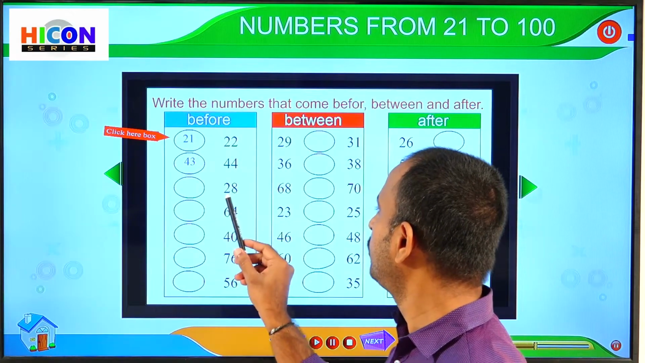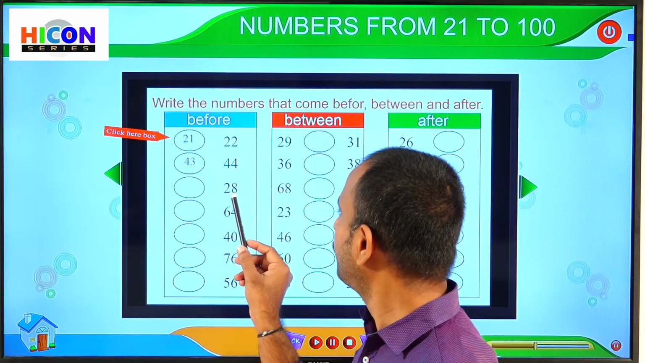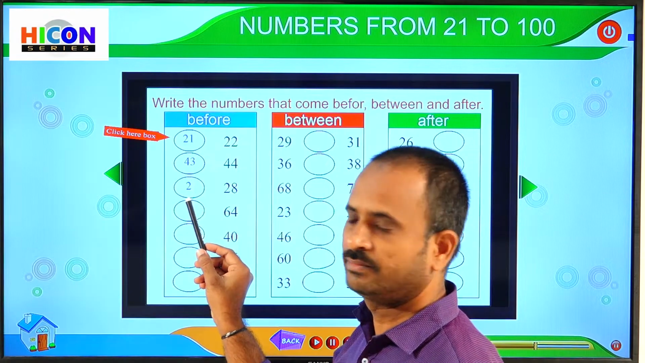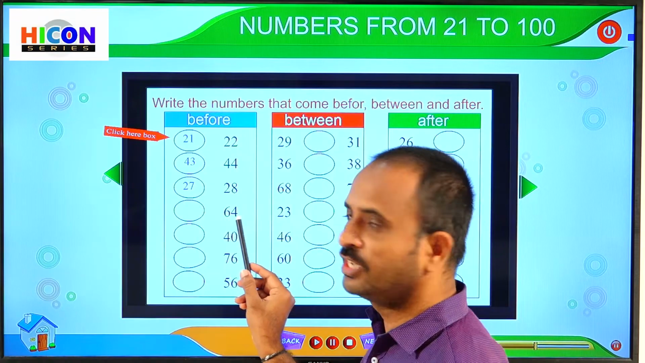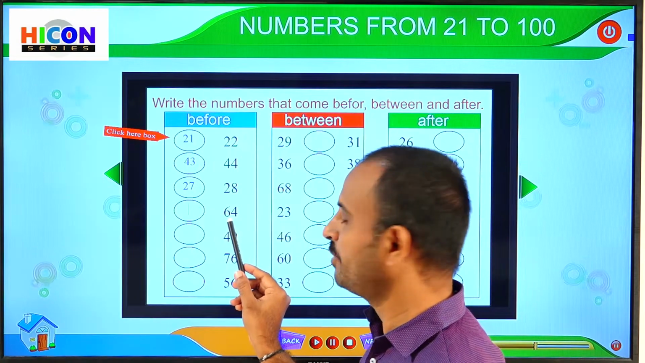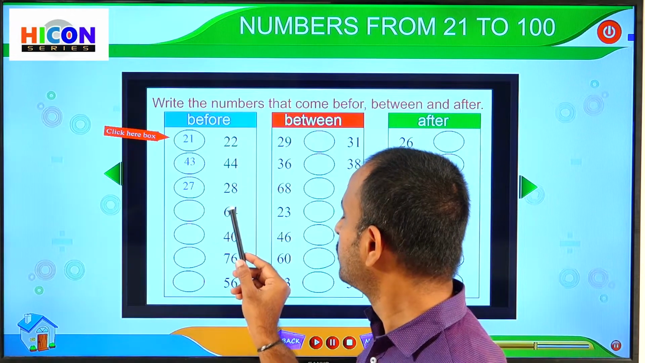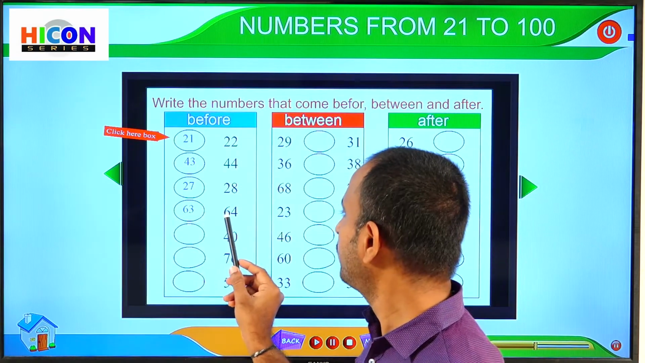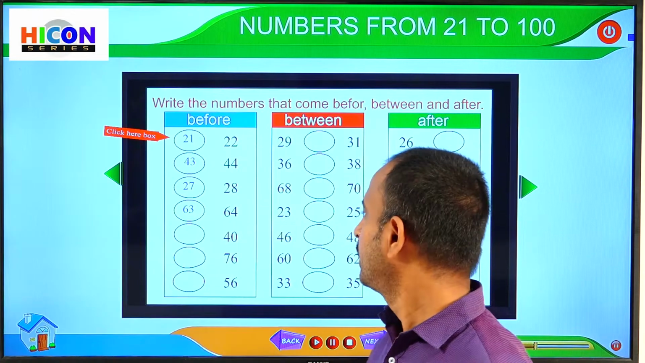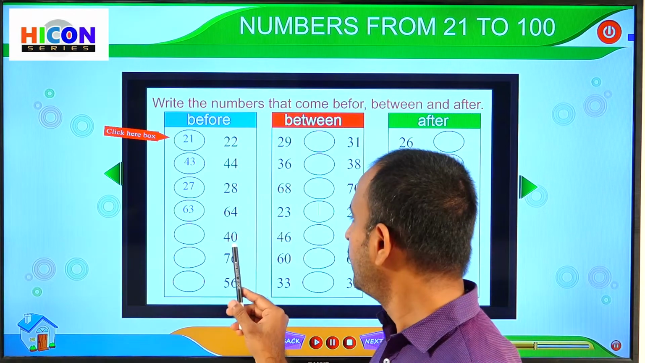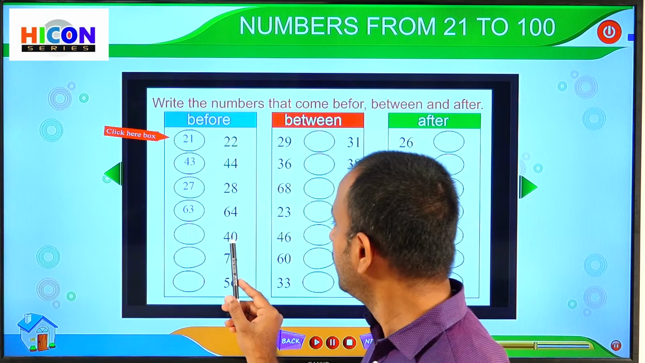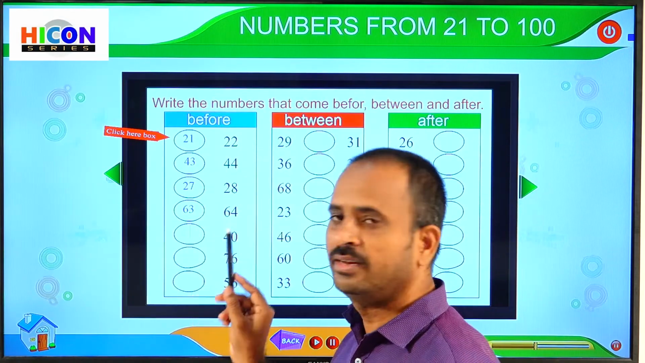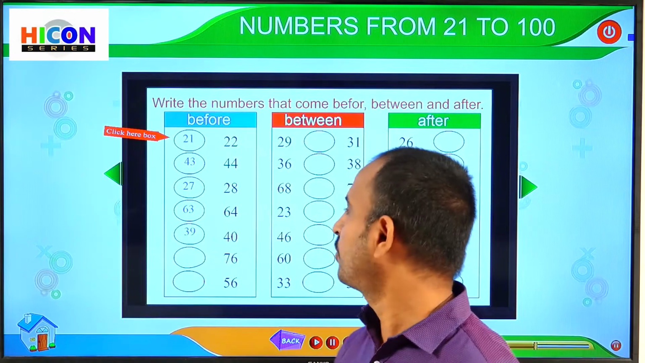So see the next one, 28. The before number for 28 is 27. See the next one, 64. What is its before number? 64, its before number will be 63. If you subtract 1, you will get 63. And see the next one, 40. What will we get before 40? Before 40 we will get 39. So 39 is the before number.